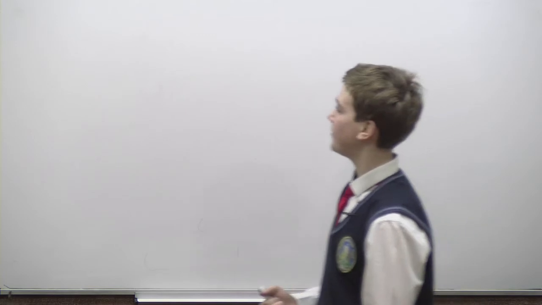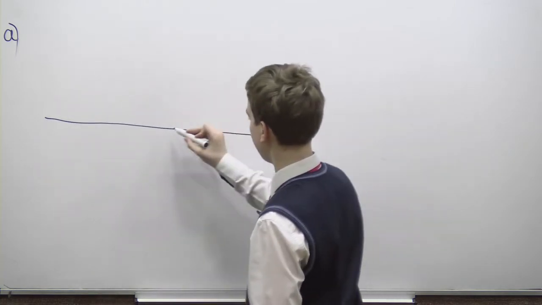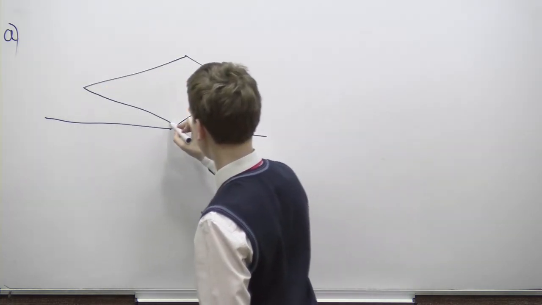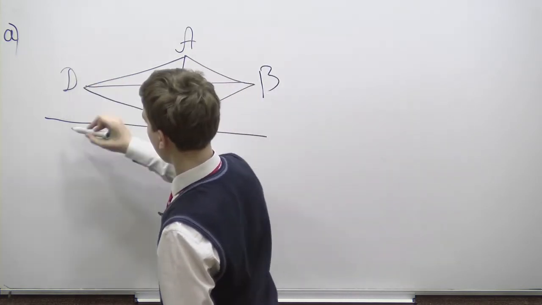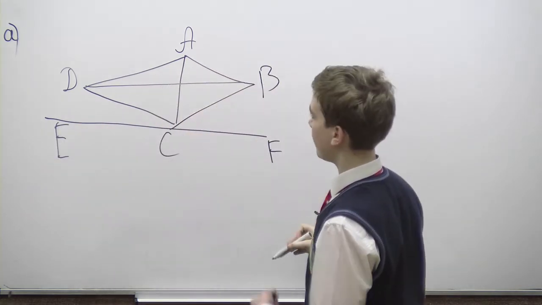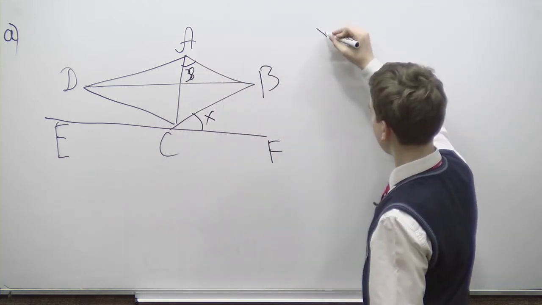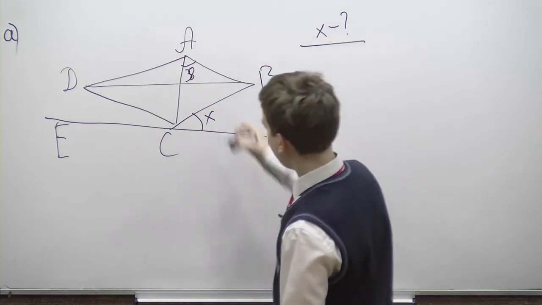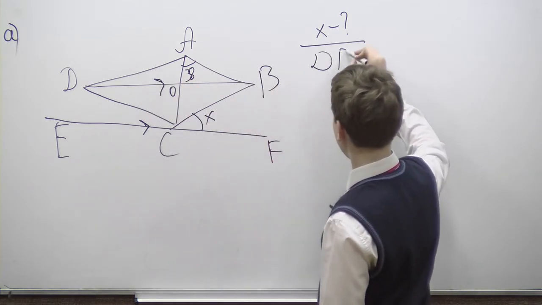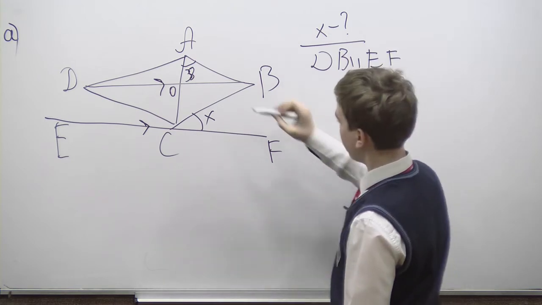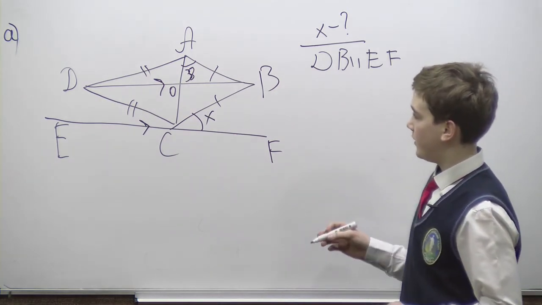Okay, now I will solve the third problem, part C. First I'll write the condition and put the letters. And now I'll write the numbers and variables. In this problem, I have to find x. This is the point O. Also, I know that these two lines, DB and EF, are parallel, and that these pairs of sides are equal. Using this condition, I can say that ABCD is a kite.